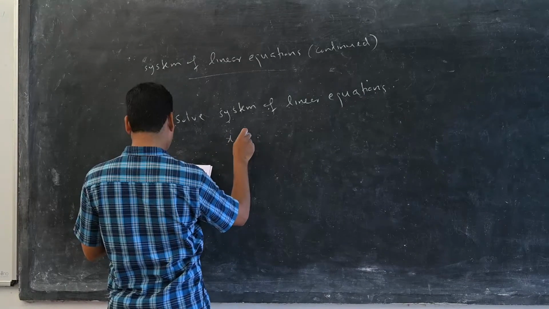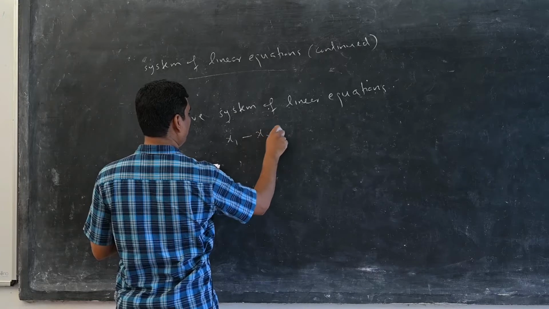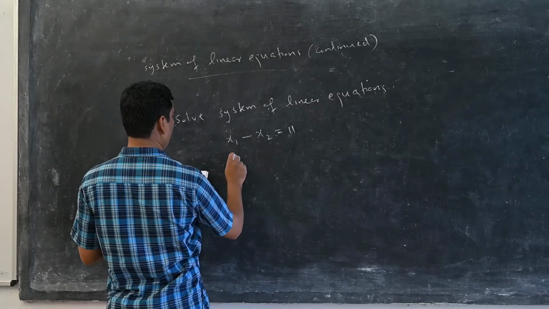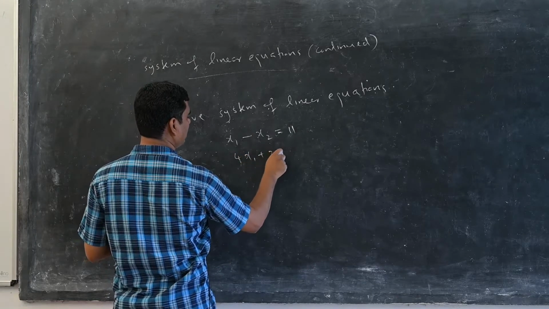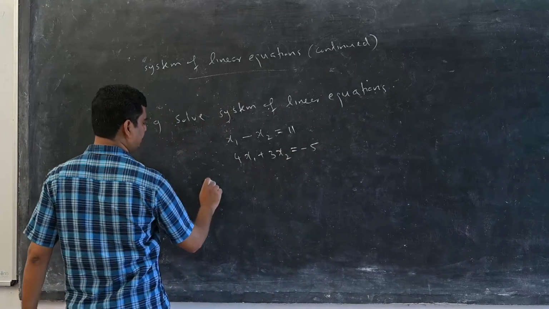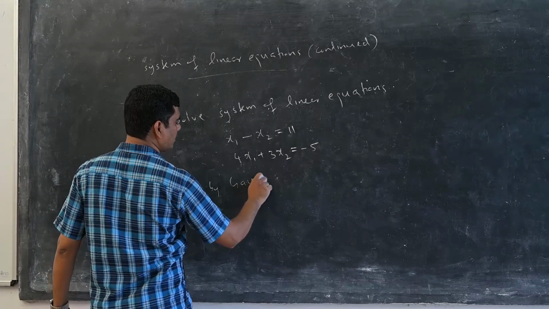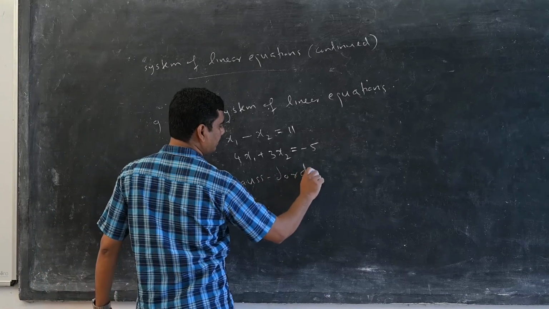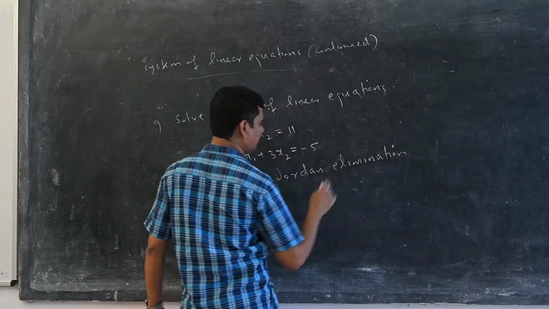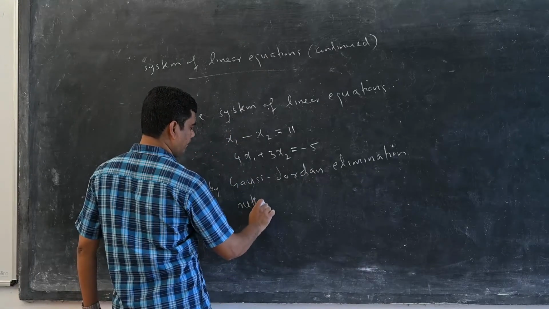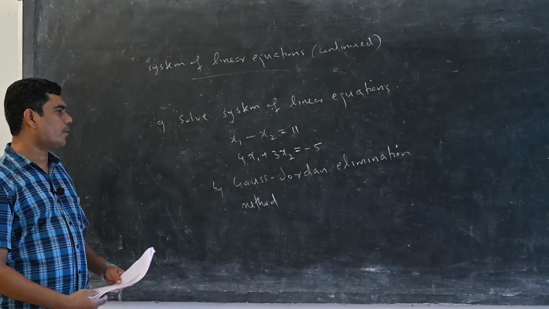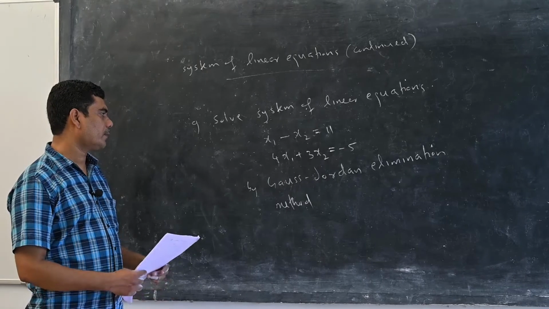x1 minus x2 is equal to 11, 4x1 plus 3x2 is equal to minus 5, by the Gauss-Jordan elimination method. Solve this system using Gauss-Jordan elimination method.